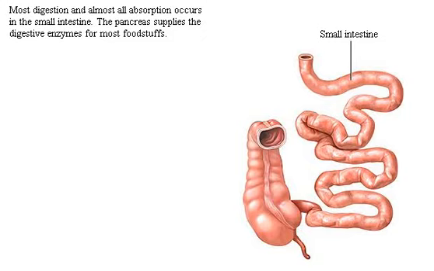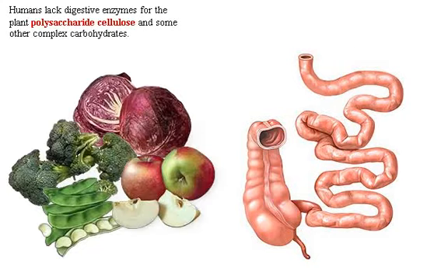There is little digestion of fat until it reaches the small intestine. Pancreatic lipase is essential for fat digestion. Without it, malabsorption of fat occurs. Humans lack digestive enzymes for the plant polysaccharide cellulose and some other complex carbohydrates. Drag a vegetable to the intestines.